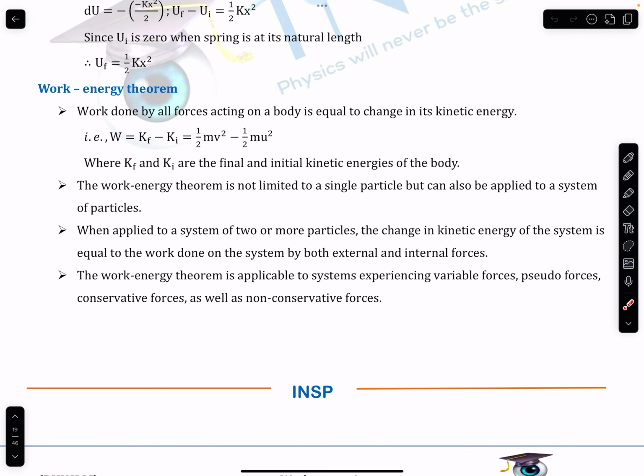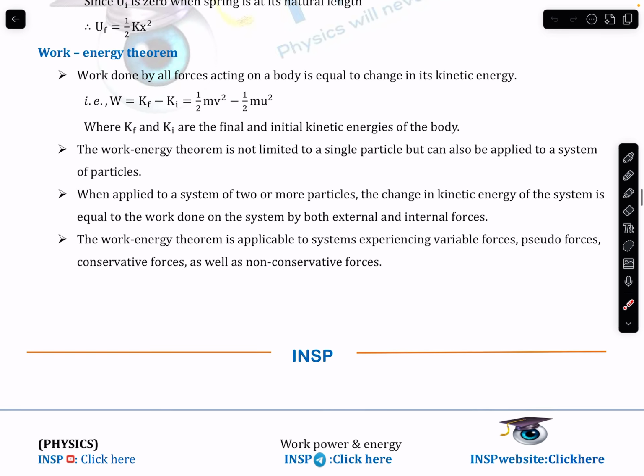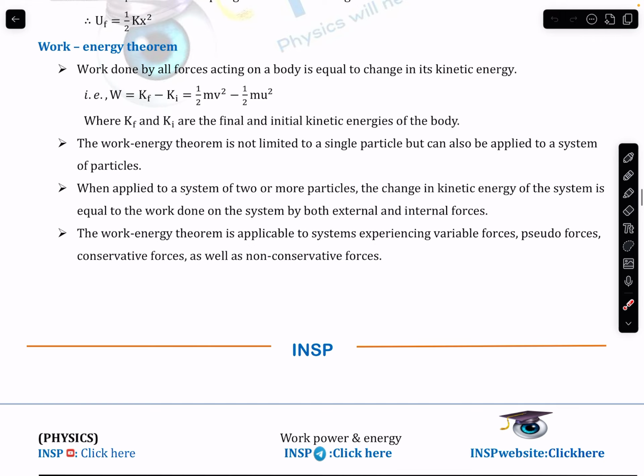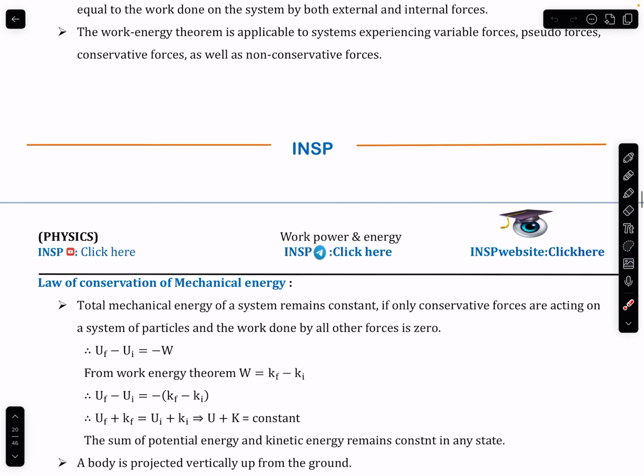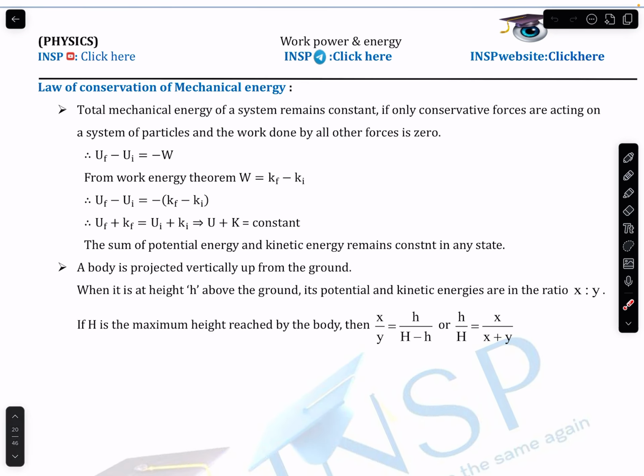Work energy theorem, I think, is easy and you will be aware of it. W net equal to change in kinetic energy. When we are writing it, we are considering all forces. Mechanical energy of system: now mechanical energy of the system will be conserved only if work done by all the forces other than conservative is zero.